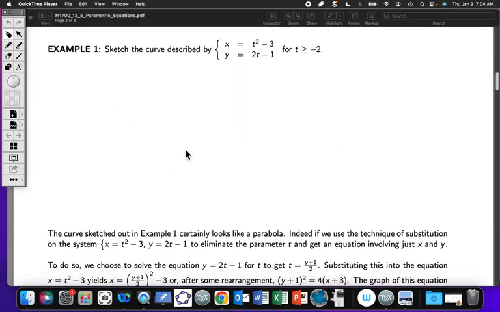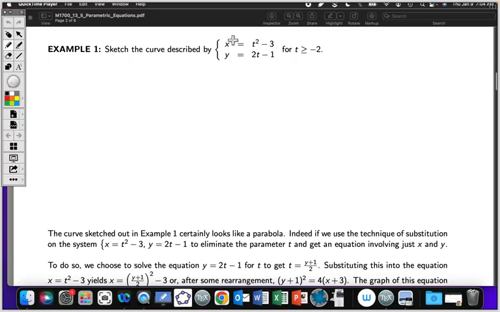Example 1, sketch the curve described by, and this is how you're typically going to be presented with parametric equations. It's a system of equations. They're coupled together. x is given by some function of t. y is given by a potentially different function of t. What I'm thinking of as time, t, is more formally called a parameter.